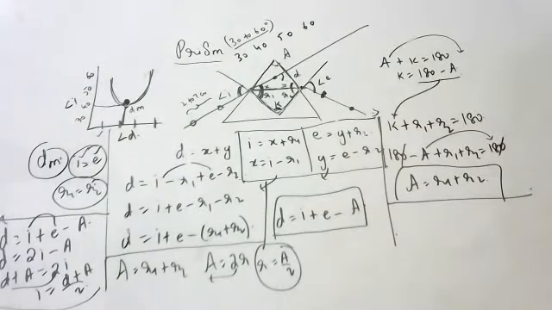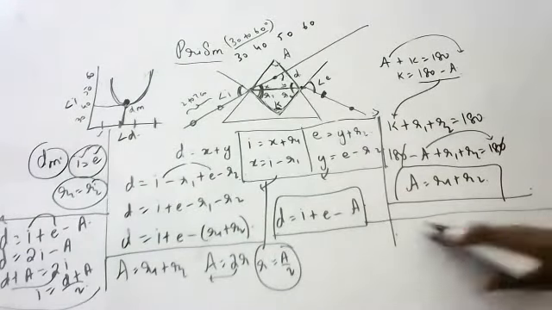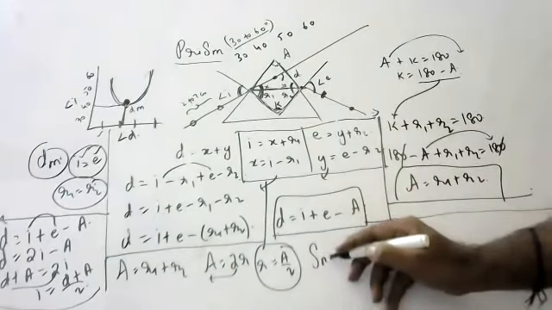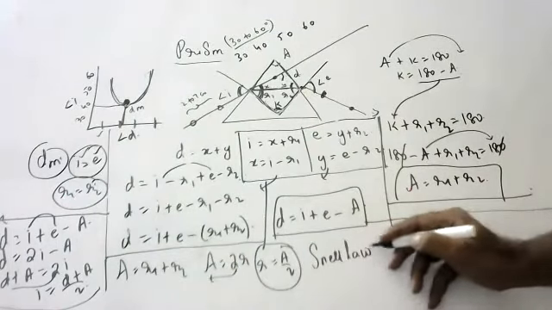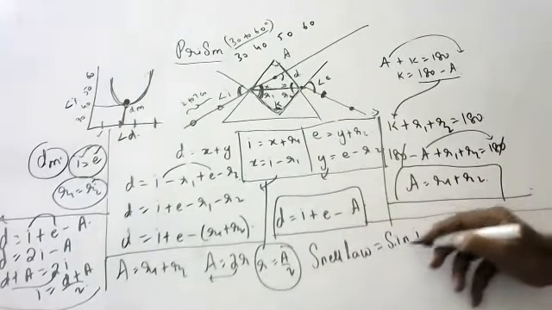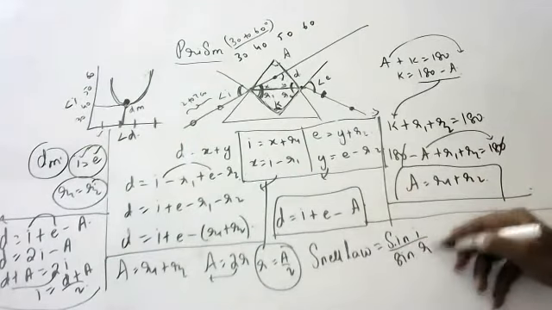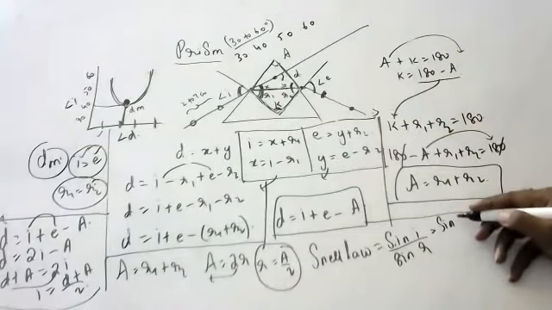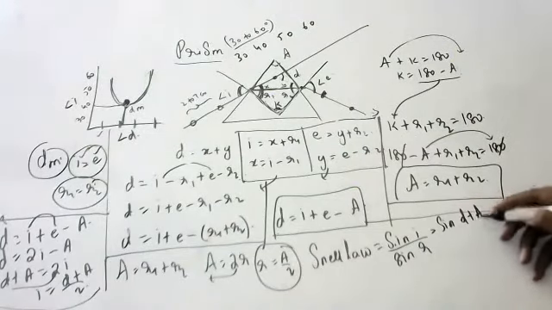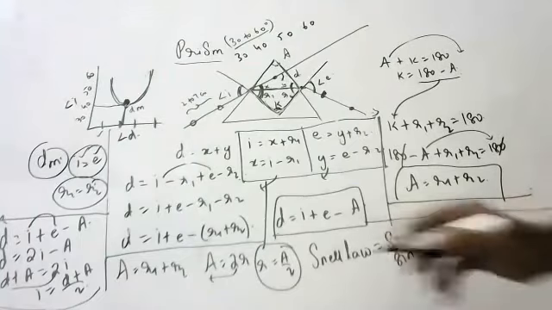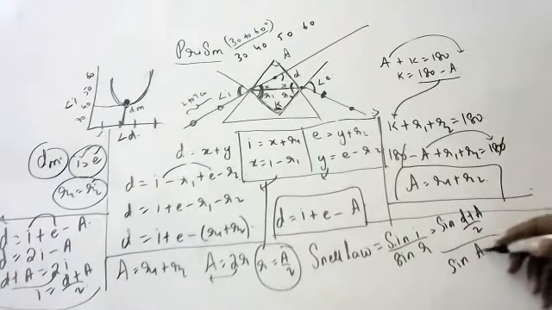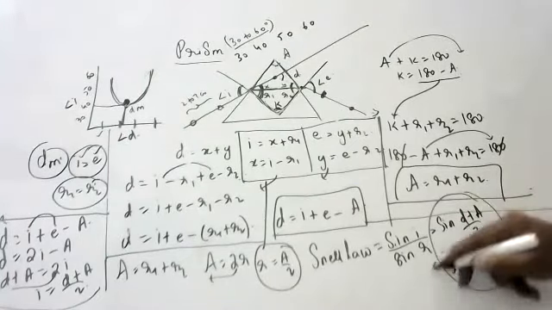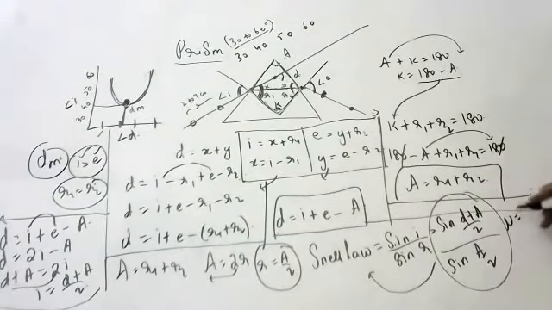Okay, and finally, we have Snell's law. What is the Snell's law we have? Anyone, do you remember Snell's law? Yesterday I told: sin I by sin R. What is sin I now? Sin of (D plus A) by 2. And what is sin R? Sin A by 2. This is also a formula for refractive index only. The other refractive index formula is this. This is the prism derivation.